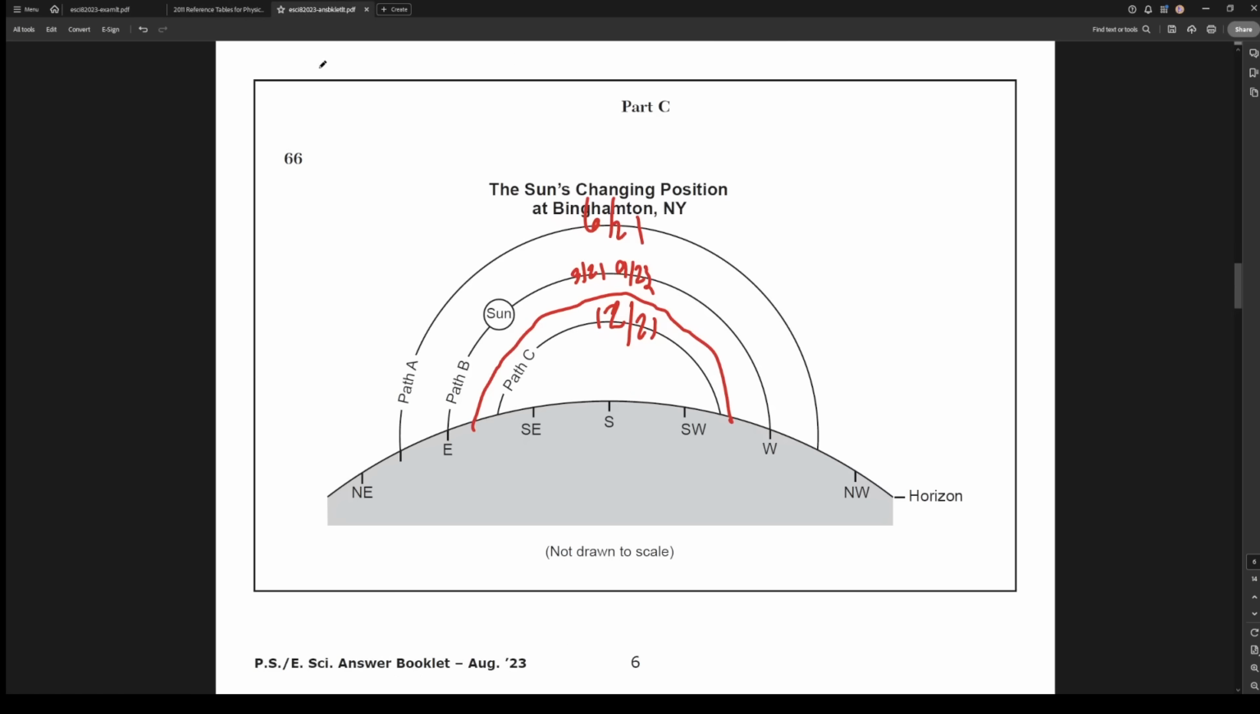Describe how the length of the shadow changes from sunrise to sunset as it appears to travel along path A. Okay, so I'm just going to draw here. When the sun's low, the shadow's long. When the sun's high up, the shadow's shorter. And then when it's setting, over here, again, the shadow's long. So it's going to go long, short, long.